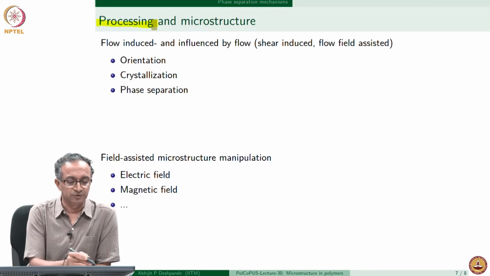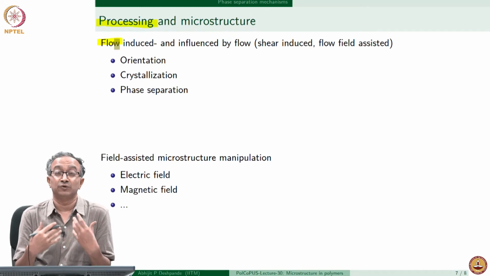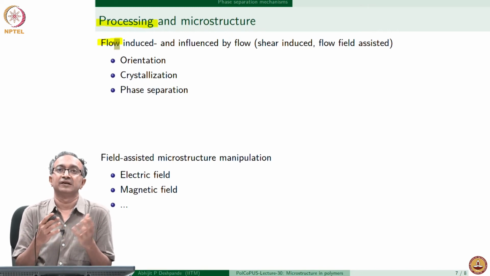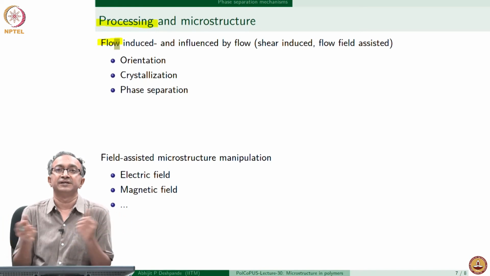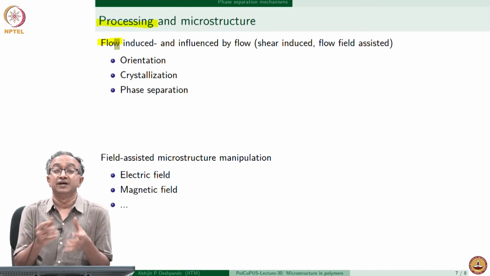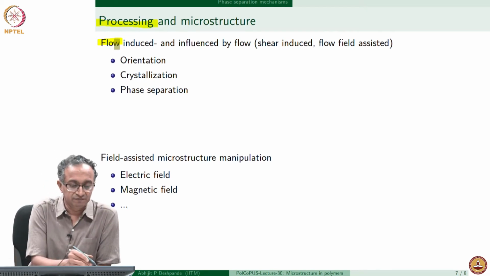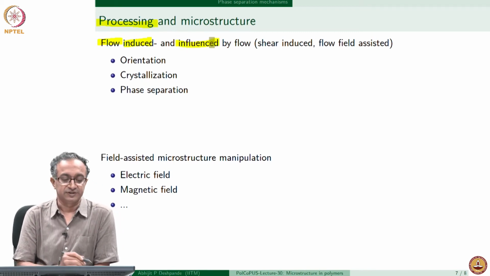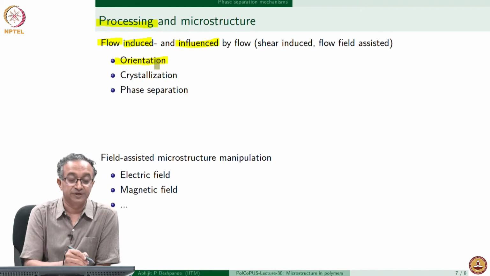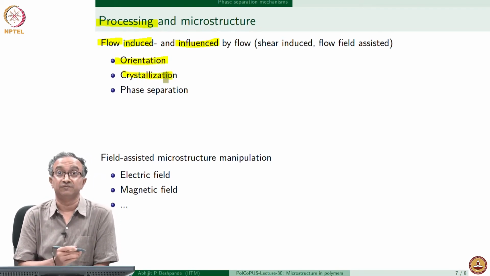During processing, we basically make the polymeric material flow into a mold, or we press it between rollers, or we stretch it using a spinning machine. So all of these are operations in which we deform and make the material flow. And so is there any flow induced or influenced structure? For example, chains will orient in the flow direction. Crystals can also orient in the flow direction.